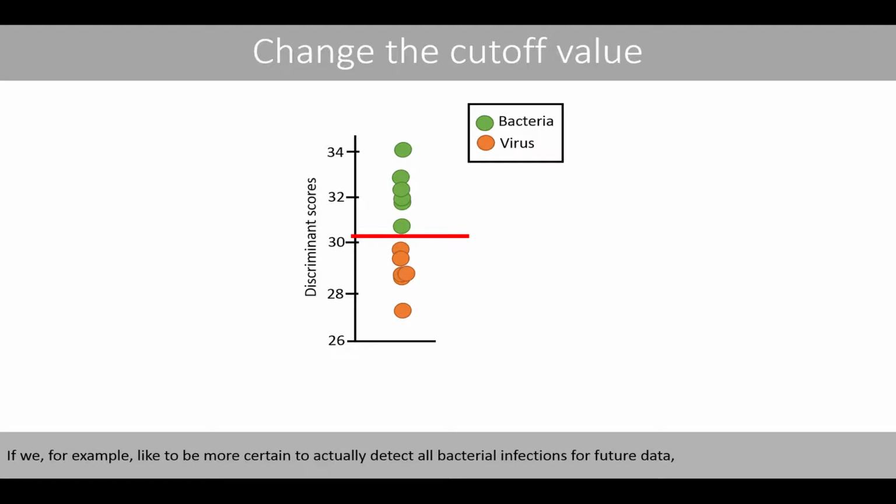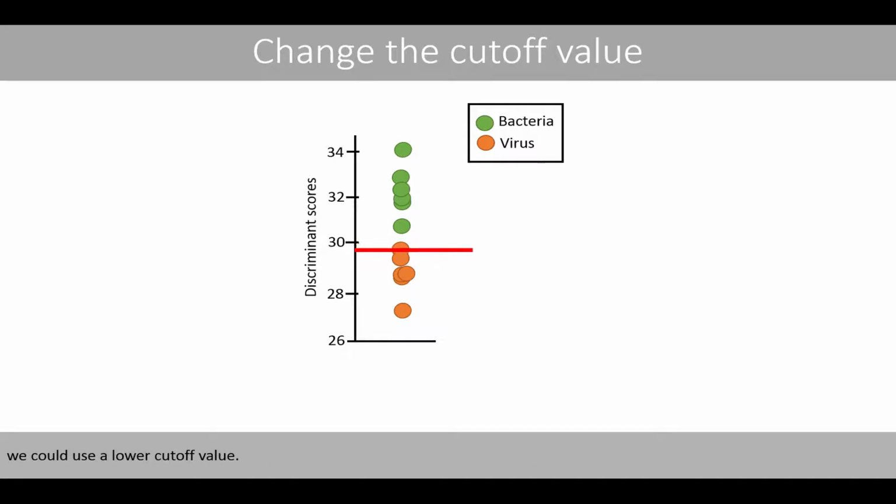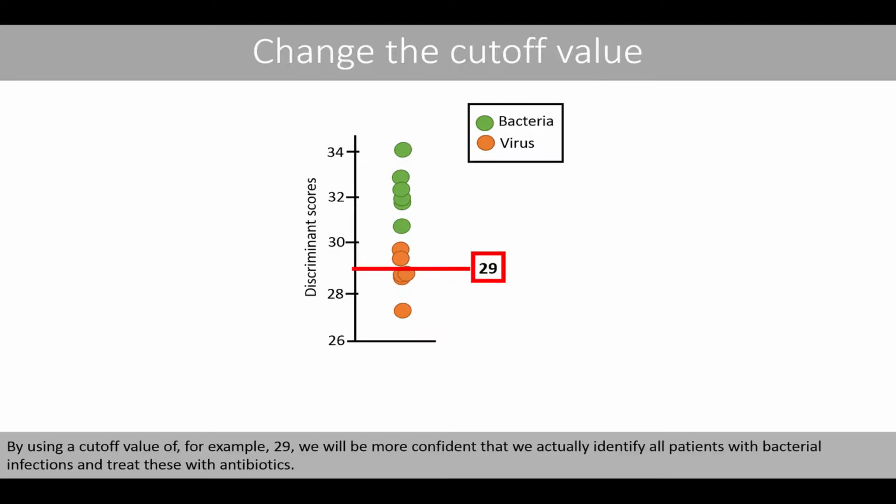If you, for example, would like to be more certain to actually detect all bacterial infections for future data, we could use a lower cutoff value. By using a cutoff value of, for example, 29, we'll be more confident that we actually identified all patients with bacterial infections and treat these with antibiotics.